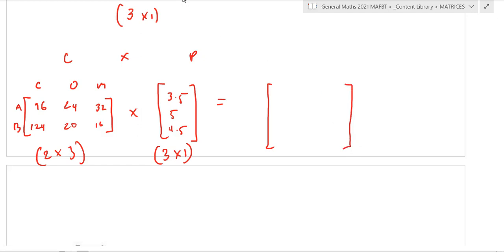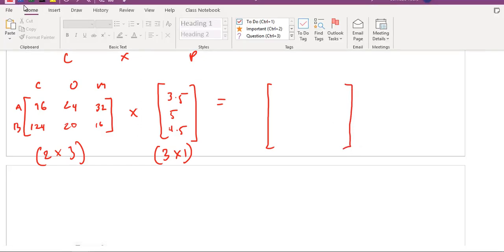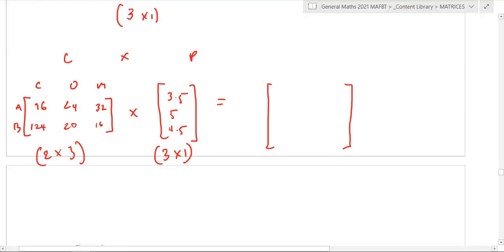What you'll notice is, when you do these questions, what I'm multiplying is Cafe A with these prices. You see that? So that means the top row is going to be all of Cafe A, and the bottom row is Cafe B times these prices. That's what's happening when you're multiplying the matrices.